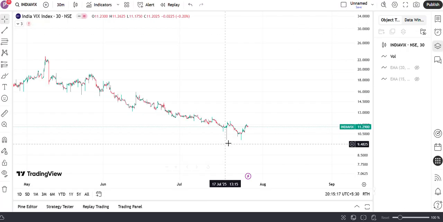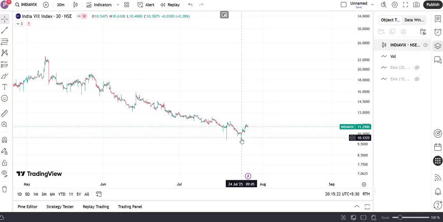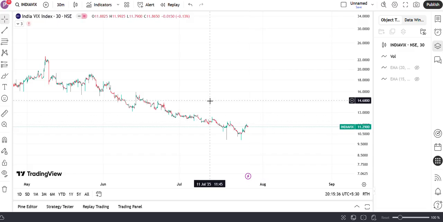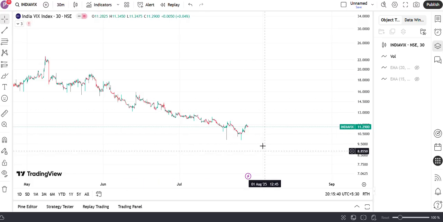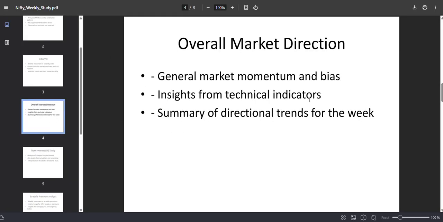Okay, so now let us look into the next indicator, that is India VIX. If you see, India VIX is also doing a bottom out. It has come close to 10 and then started moving up. So I'm expecting VIX to trade on the higher side, which may lead to some more volatility in the market. That is what VIX is saying right now. And according to the downtrend, the VIX is also going up.